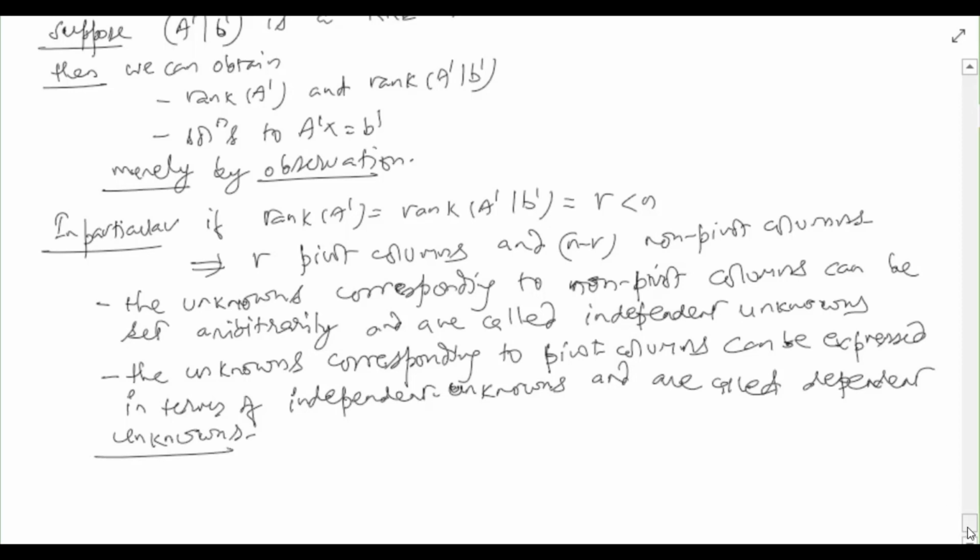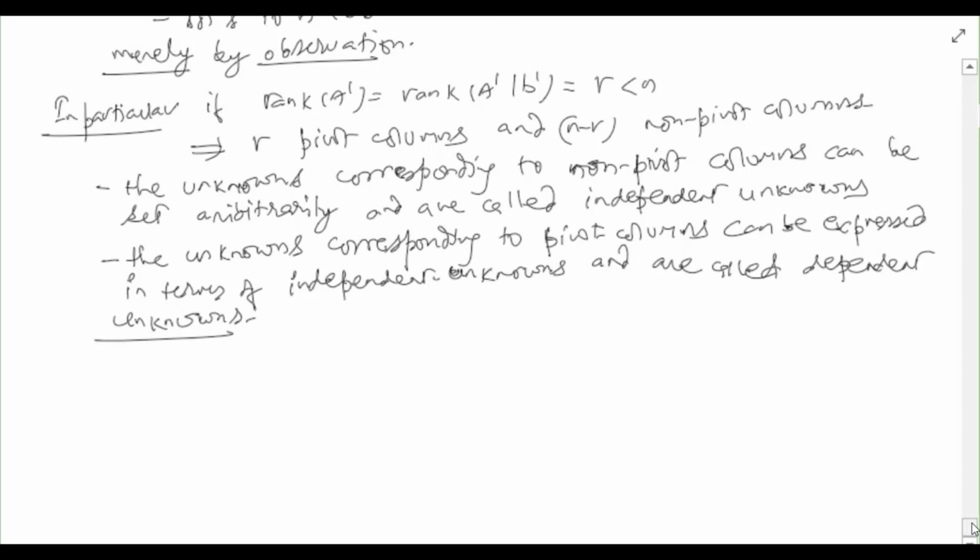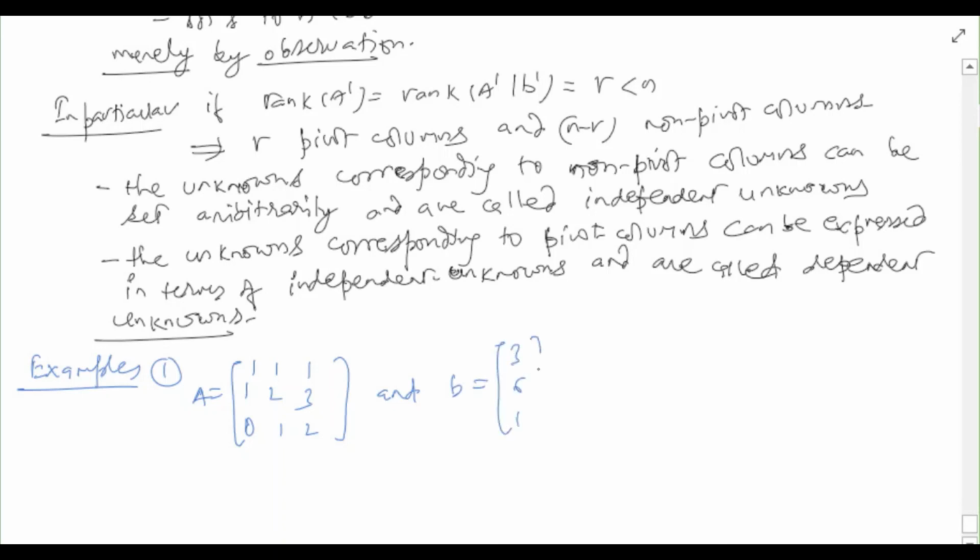We will illustrate these notions through a few examples. In fact, we will revisit the examples seen at the beginning of the lecture. So let us start with the first example. Here we take A to be 1 1 1, 1 2 3, 0 1 2 and B is 3 6 1.